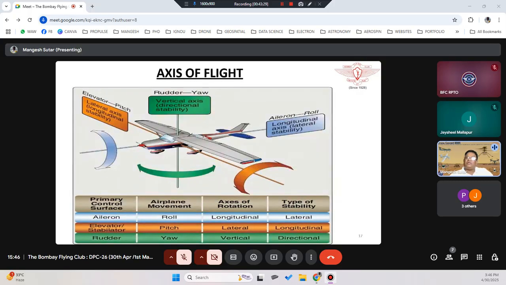Any questions on the axes of flight? You need to visualize this. When the aeroplane is flying, and simultaneously when you are flying the drone, you have to visualize what is happening when you say roll right, roll left, pitch forward, pitch back, throttle up, throttle down, and then last, yaw right and yaw left. These are the motions we normally follow in drone operations.